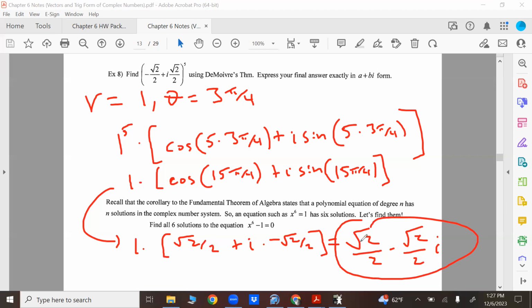Oh, wait, no. Okay, so I get, guys, r is 1 and theta is 135 degrees. That's all I have. Okay, what do you need to use? Questions?